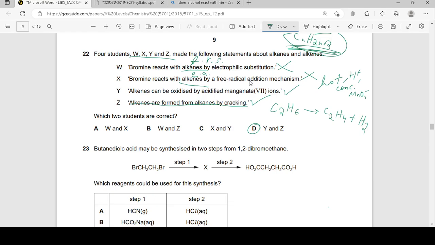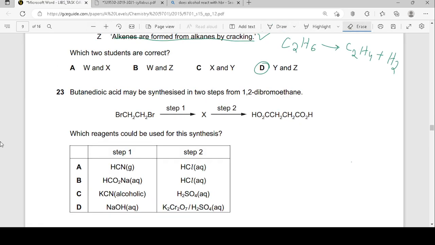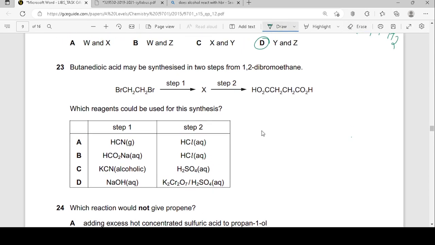Okay. Next question. Butanedioic acid, so let me just draw it out. Actually, no, don't worry, it's drawn for me there. It may be synthesized in two steps from 1,2-dibromoethane. Which reagents could be used for this synthesis? This is a test of whether I remember my reagents or not. I'm going to draw skeletal formulas again because I just like skeletal formulas. They're so useful, and whoever invented them, I'm really grateful because they're so convenient.